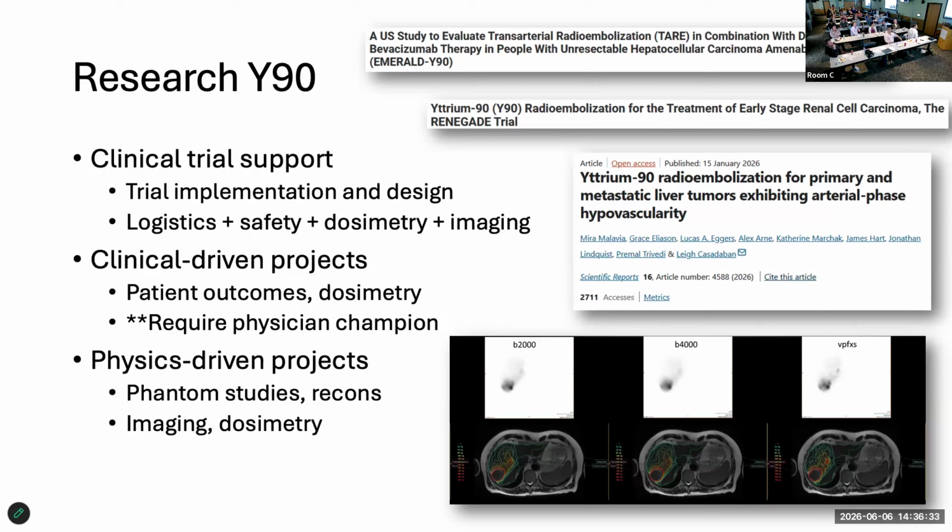I do clinical driven projects. Mostly in interesting cases like complete pathological necrosis, like what our dose limit for that is, or like in this example paper, hypovascular tumors and the success of Y90 in hypovascular tumors. My only piece of advice on that is make sure you have a physician champion because you do not have the background entirely to understand the full field of interventional radiology. And then we sometimes do some physics projects.